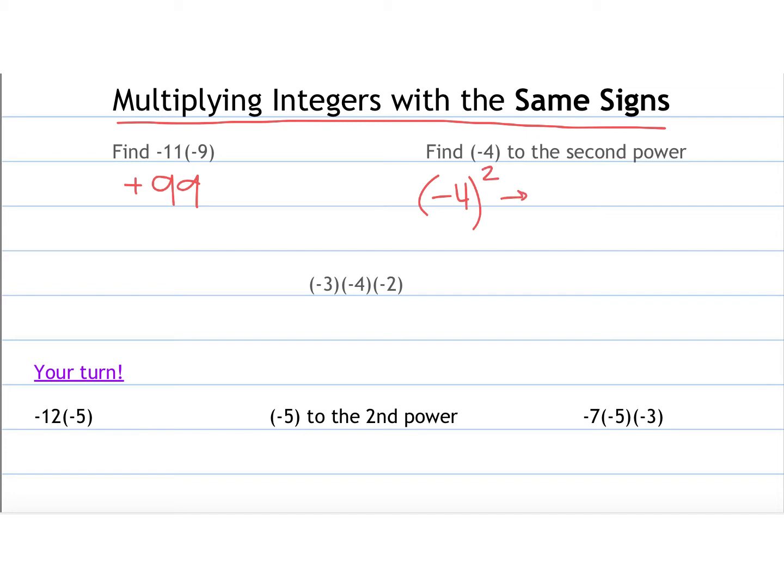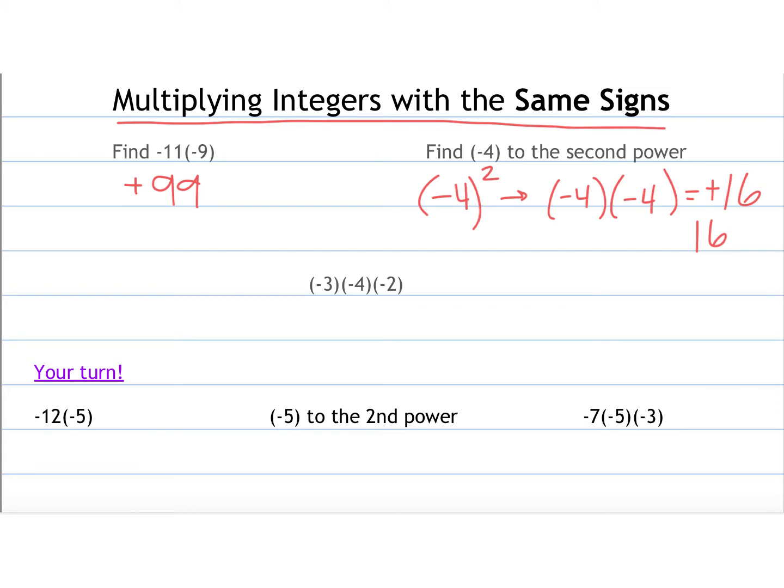What that means is -4 times -4. 4 times 4 is 16, and a negative times a negative is a positive. And again, you do not need to include the positive sign. We could just write our answer as 16.